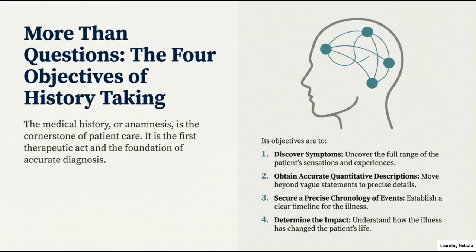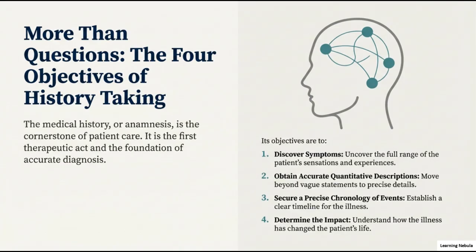That makes perfect sense. Okay, objective 3. Secure a precise chronology of events. The timeline. This is huge. Diseases are stories, right? They have a beginning, a middle, and an end. The slide really emphasizes establishing a clear timeline. If you get the order of events wrong, like thinking the fever started before the rash when it was actually after, yes, you could completely misdiagnose the whole case.